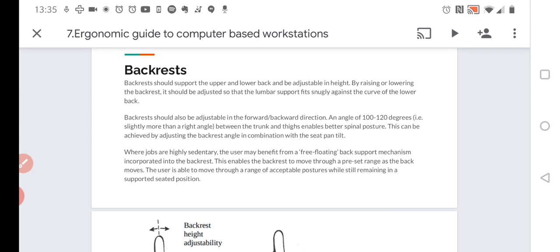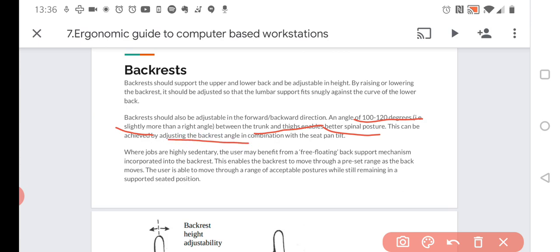What about the backrest? The backrest should support the upper and lower back and be adjustable in height by raising or lowering the backrest. It should be adjusted so that the lumbar support fits snugly against the curve of the lower back. The backrest should also be adjustable in the forward and backward direction. An angle of 100-120 degrees, so slightly more than a right angle, between the trunk and the thighs enables better spinal posture. This can be achieved by adjusting the backrest angle in combination with the seat pan tilt.